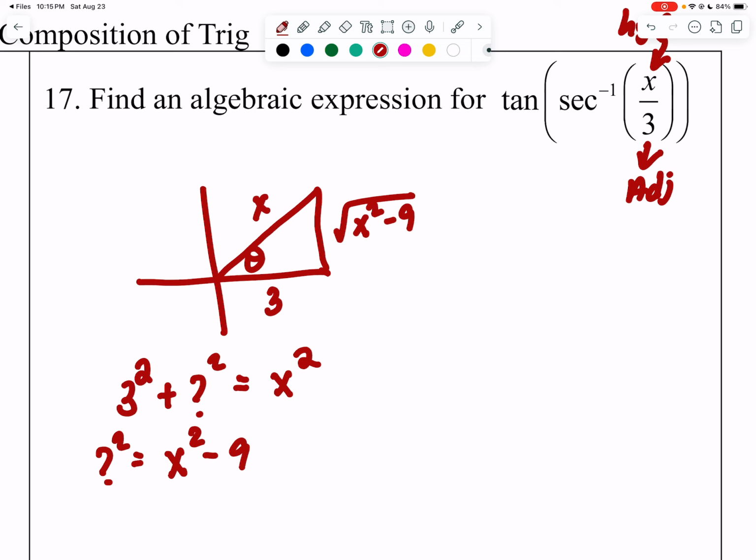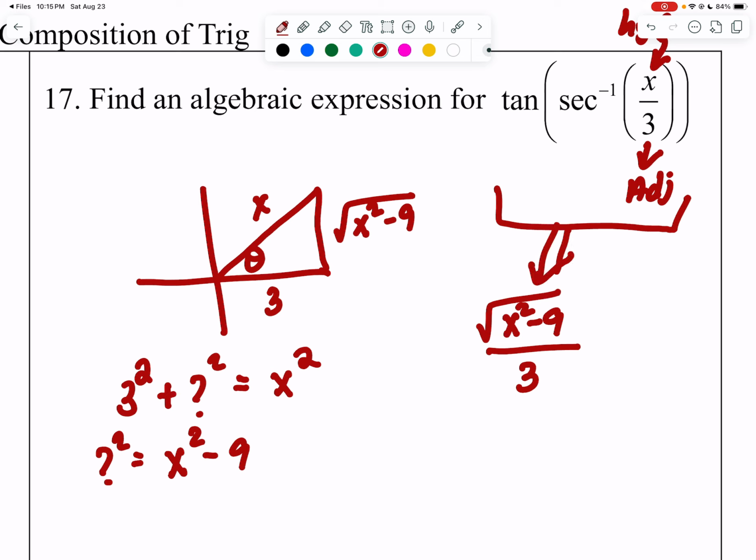To find tangent of theta, remember that is going to be opposite over adjacent. So my algebraic expression is the square root of x squared minus 9 over 3.